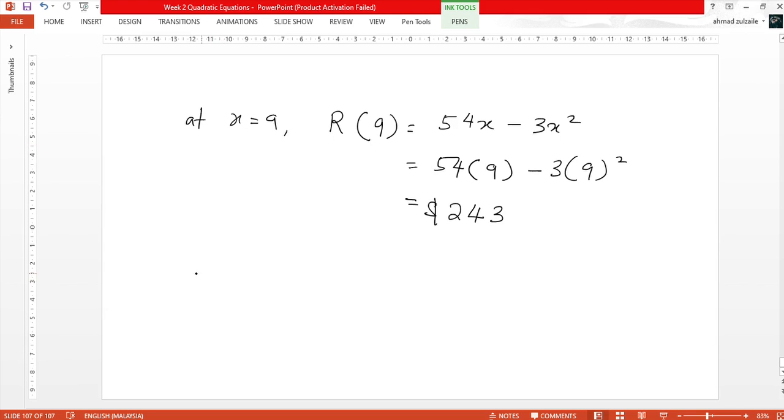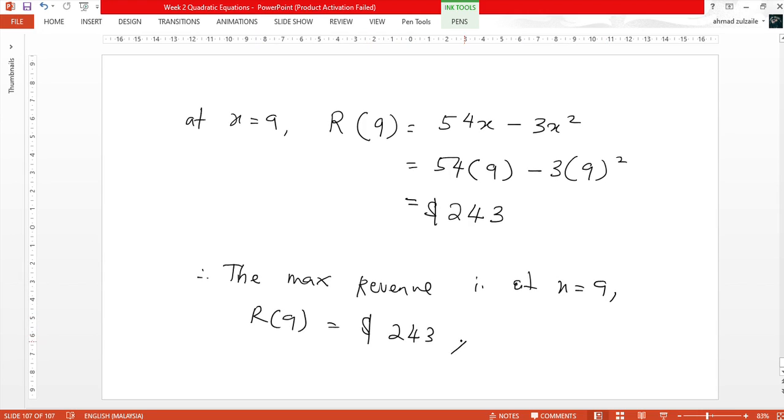So the maximum revenue is at x equal to 9, where R(9) equals 243. All right, so that's it.